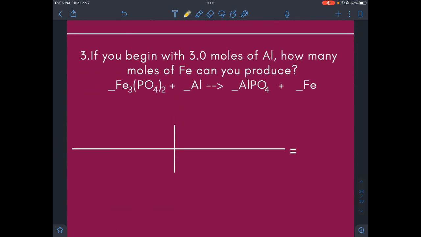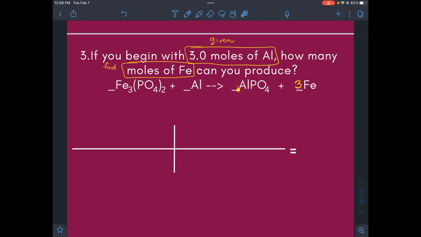All right, next up. If you begin with 3 moles of Al, I'm going to go ahead and point out that that is clearly our given. That's what we're going to start with. How many moles of Fe can you produce? I'm going to go ahead and point out that that is what we are trying to find. I notice that my equation is not balanced. So I'm going to look at my metals first. That's what I normally do. Iron, I see, has 3 on the starting side, so I need 3 irons on the ending side. So I'm going to put a 3 there. Aluminum right now seems fine.